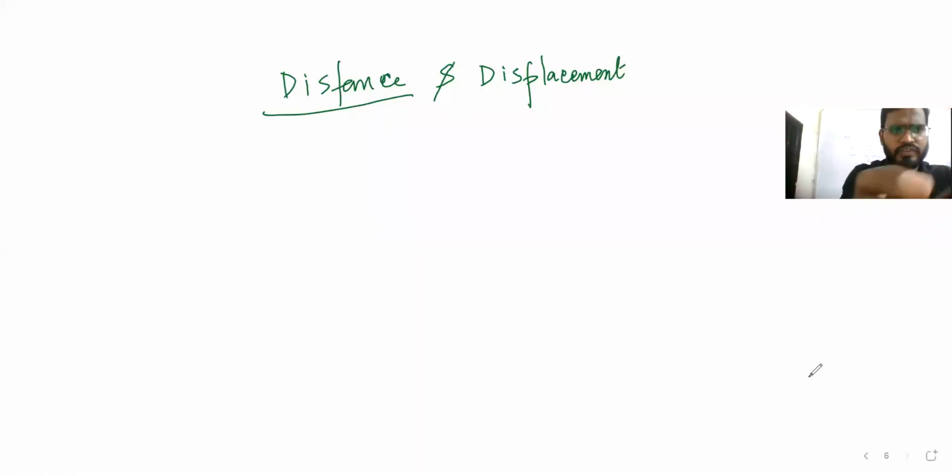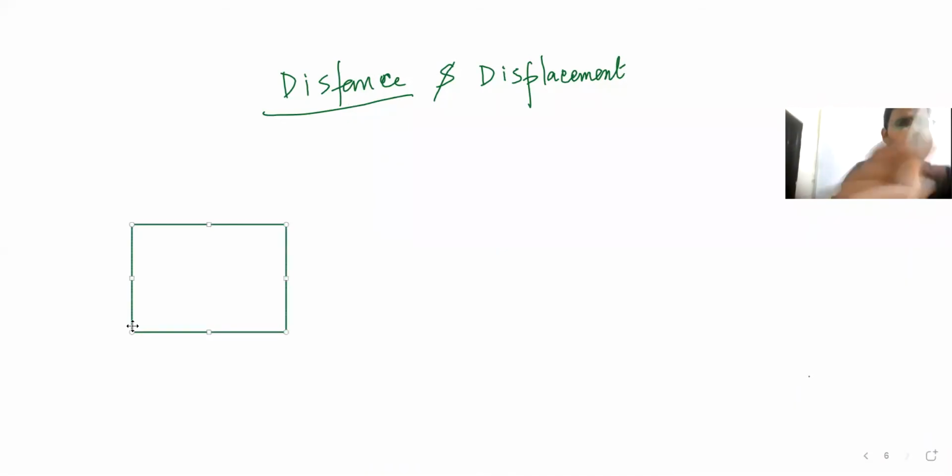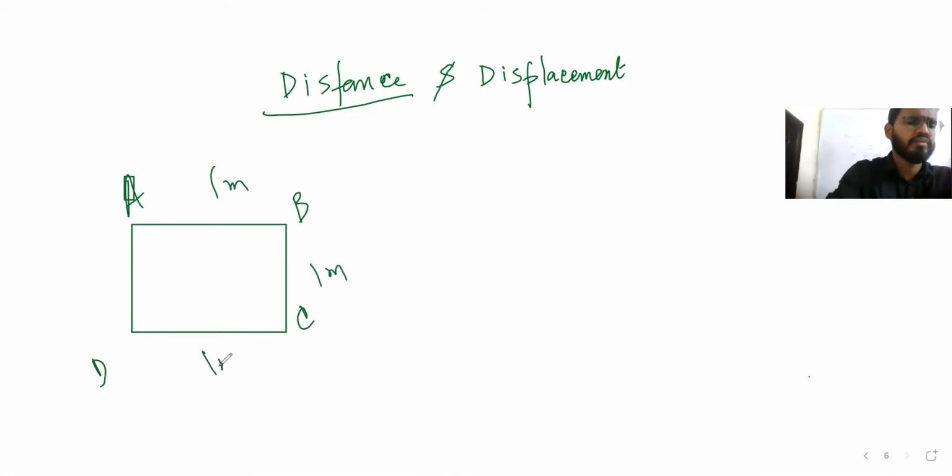Let's see with a few examples. We can say what we drew here like a rectangle. Okay. So now A, B, C and D. 1 meter. Let's take this as a square. 1 meter, 1 meter, 1 meter. So a particle starts from here and then came here and then came here and then came back here.